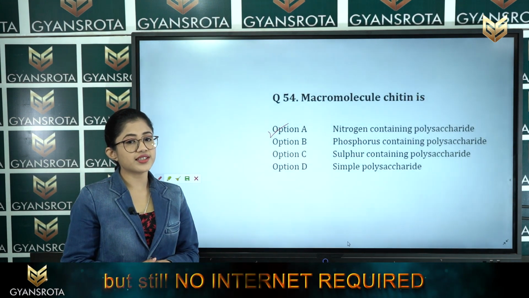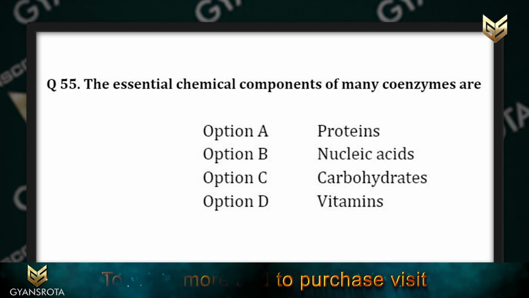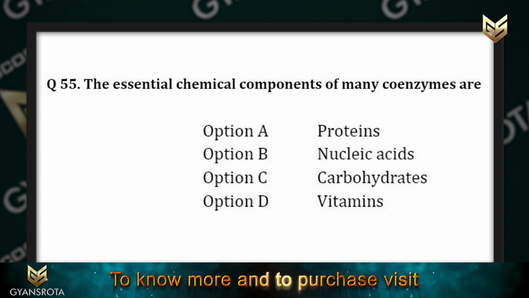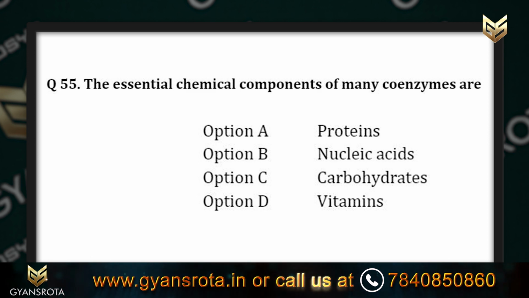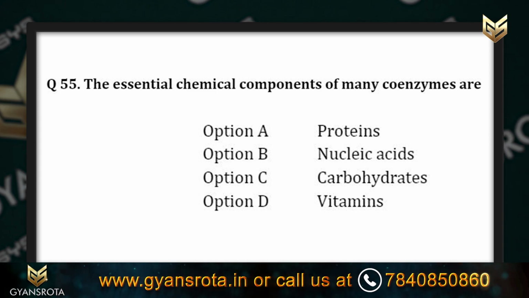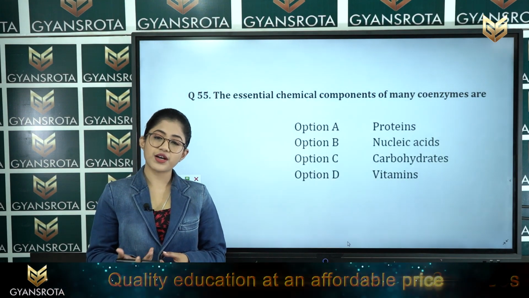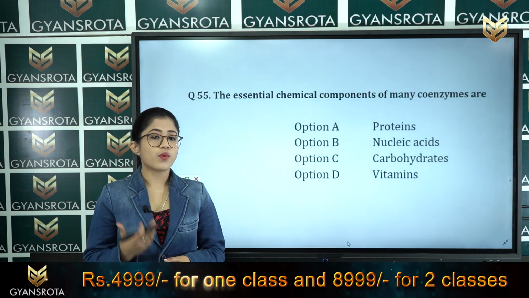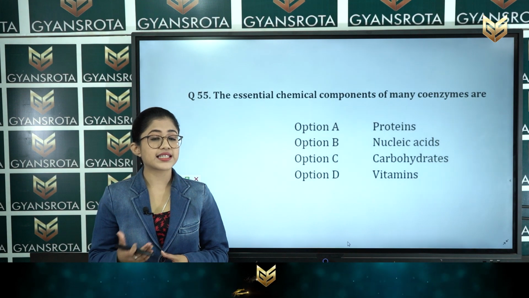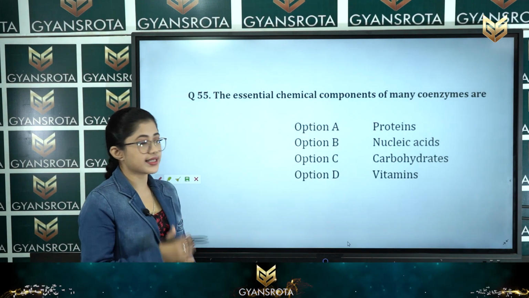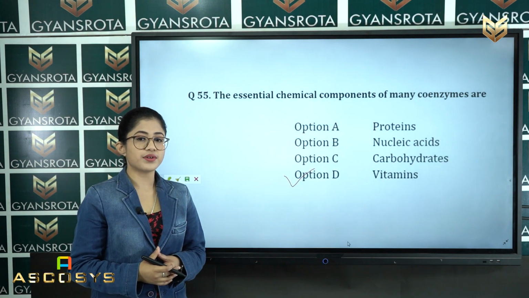Now let's see the next question, that is question number 55. In this question you can see the essential chemical components of many coenzymes are option number A, proteins. Option number B, nucleic acids. Option number C, carbohydrates. And option number D, vitamins. So this question is from the chapter biomolecules. It has asked what is the essential chemical component of many coenzymes. The correct answer will be vitamins. So vitamins is the correct answer. That means option D is the correct answer for this question number 55.